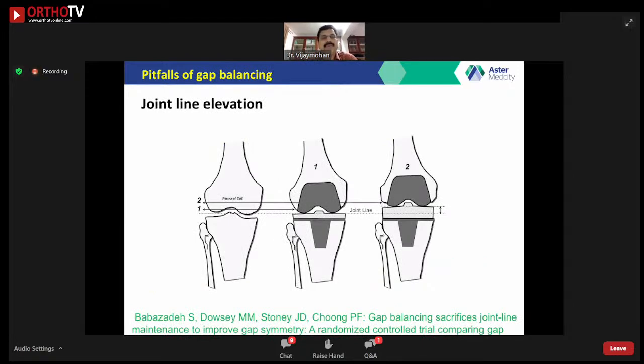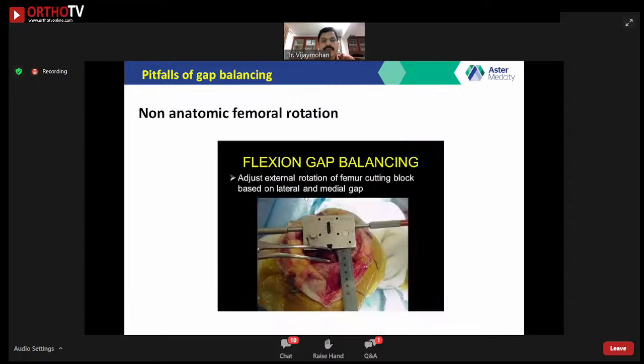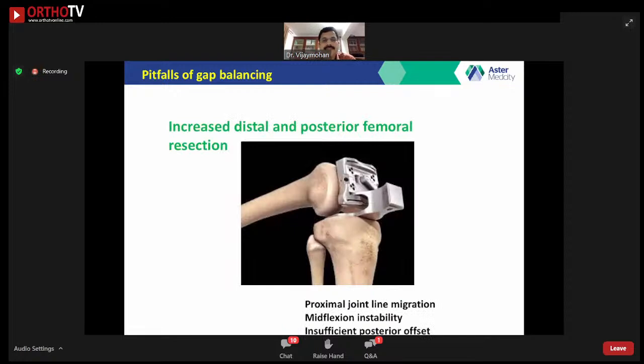And what are the difficulties or pitfalls in joint elevation? In gap balancing, basically there's no control on joint elevation. In measured resection, you can accurately reproduce the joint elevation, which in turn will result in better patellar tracking and stability. But in gap balancing, you are essentially depending on the tension of the tissues. So with gap balancing, your joint line may vary. And there is a non-anatomical femur. You do not have any control over the anatomical rotation of the femur, because it goes automatically with the tibial perpendicular axis. And studies have shown that in gap balancing, you tend to have increased distal and posterior femoral resection. Because again, in a tight knee, when you do the flexion gap creation first, you may tend to cut less.